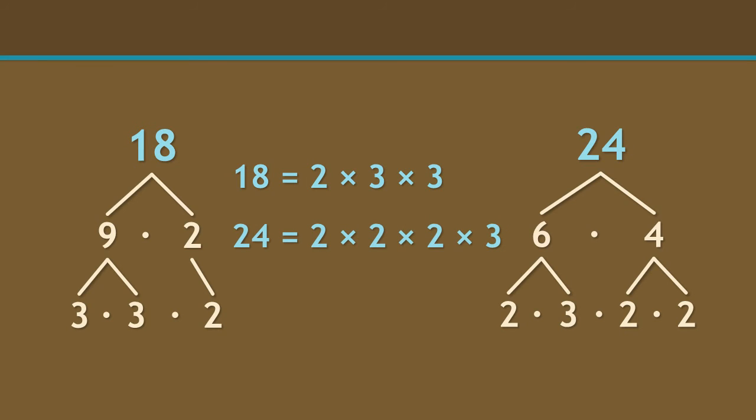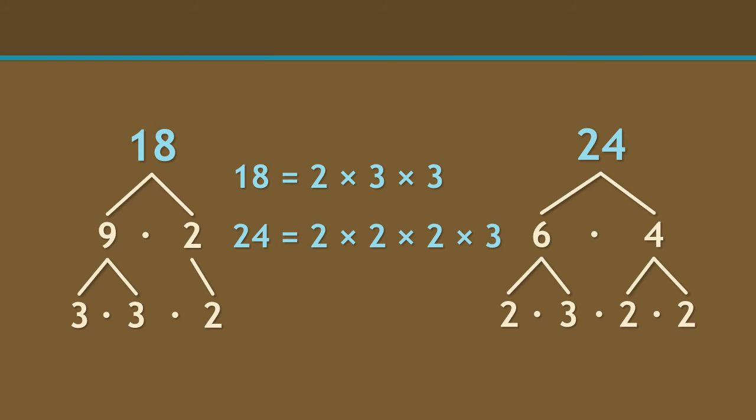Now let's look at 24. We're going to start with our composite factor that we began with, the number 24, and we're going to write out all of its prime factors. So we start with the smallest numbers, which are 2. 2 times 2 times 2 times 3. Let's check our multiplication. 2 times 2 is 4. 4 times 2 is 8. And 8 times 3 gives us 24.